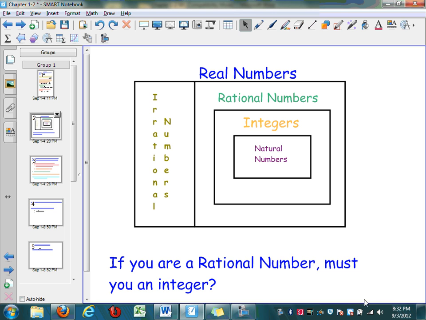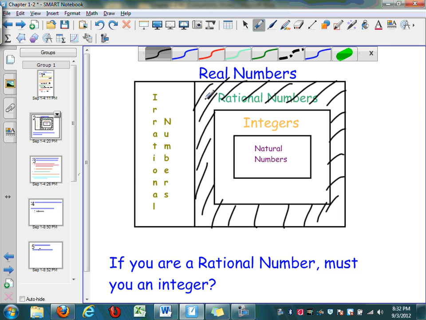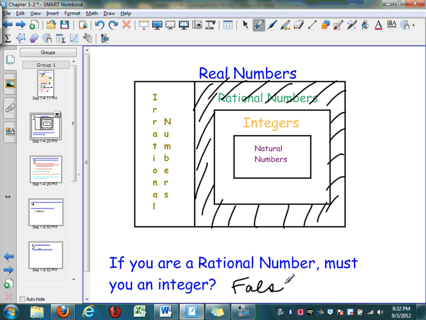Because what I want you guys to see is all these different areas around the integers that contain all those different numbers that represent the irrational number or the rational number system. So therefore, no, this is a false statement. You do not have to be an integer in order to be a rational number. So think about those things as we're going through there.